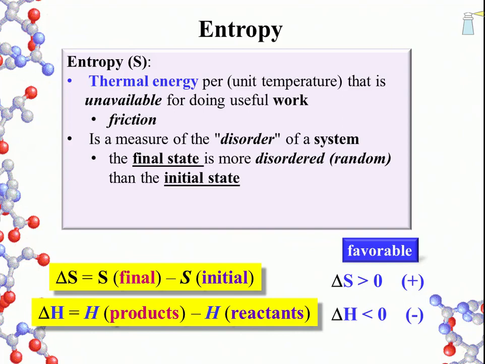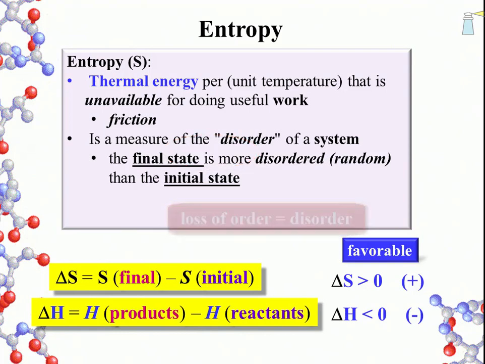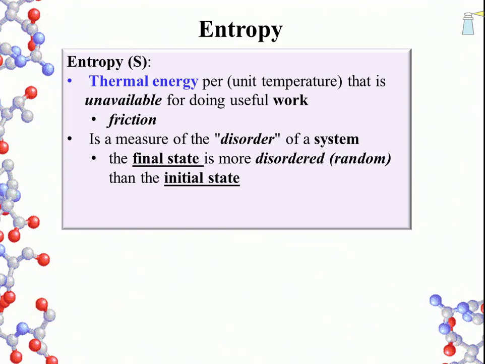If, however, the definition had been the amount of order and not the amount of disorder, then a favorable delta S would be negative because favorable would be the loss of order. The loss of order is disorder. So an increase in the loss of order is an increase in the disorder. Yes, it is easy to get lost in the corridors of thermodynamics. An example will help move this understanding along.